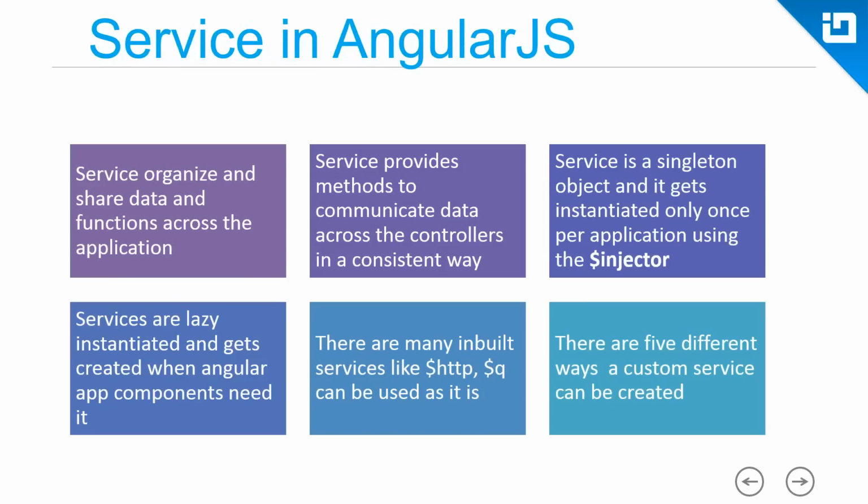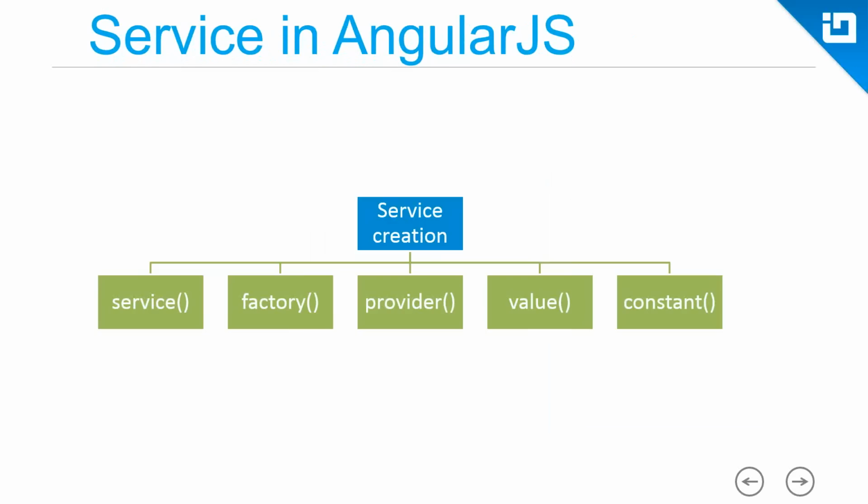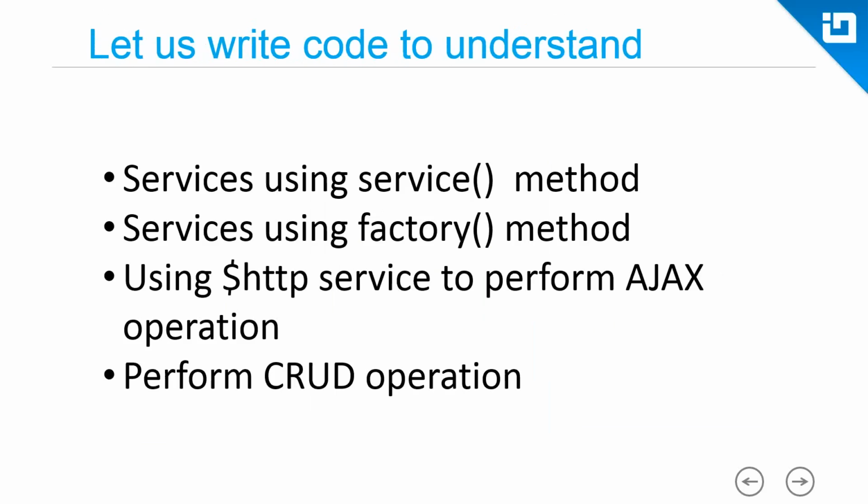So services are lazy instantiated. You can create a service in AngularJS in 5 different ways. The most popular are the service method, factory method, provider method, value method, and constant method. Today in the webinar, we'll see how to use the service method and factory method.